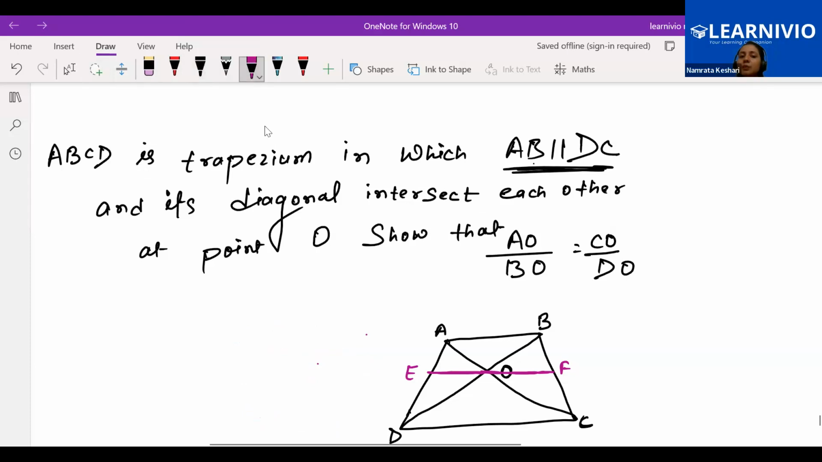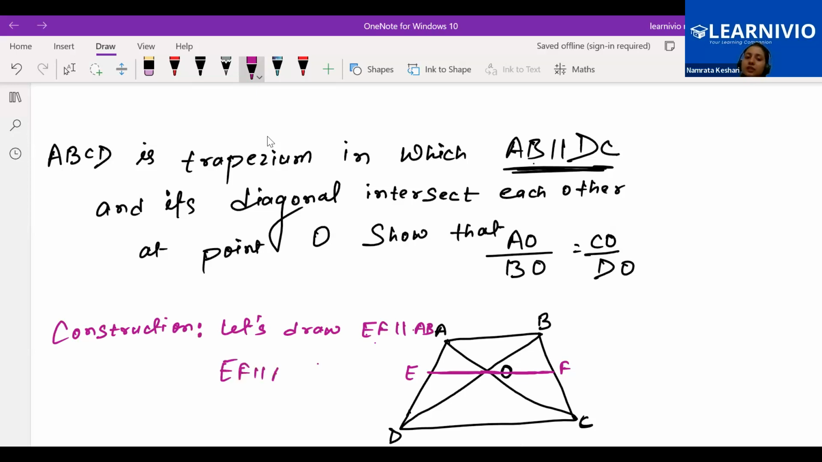So we are thinking about doing one construction which will help us prove it. Let's draw EF parallel to AB. And AB and CD are parallel. So basically EF, AB, CD all are parallel with each other, right?